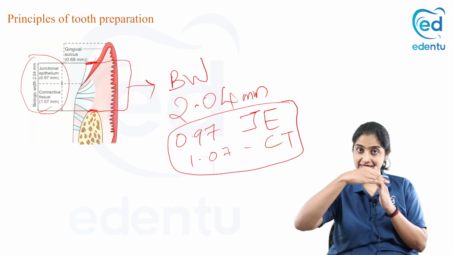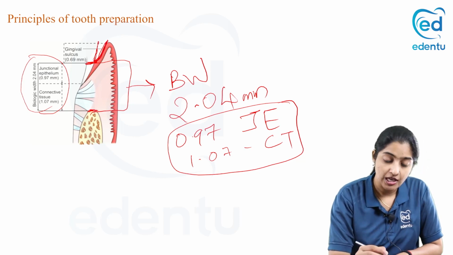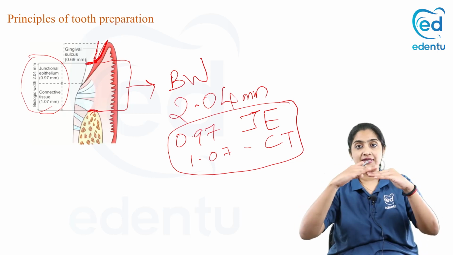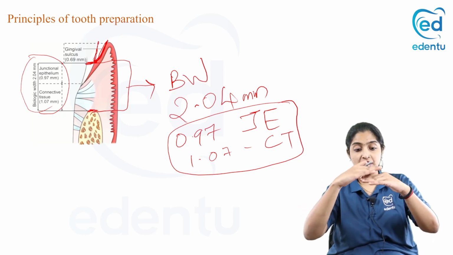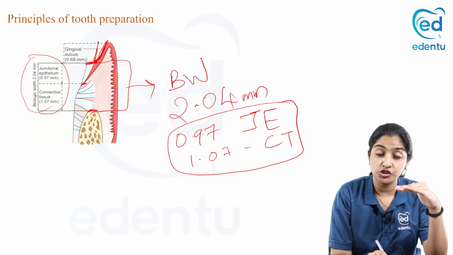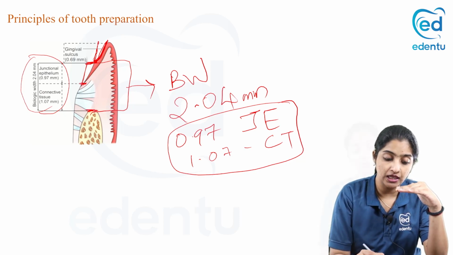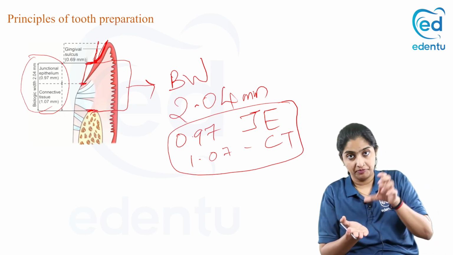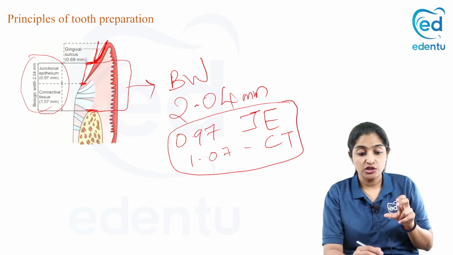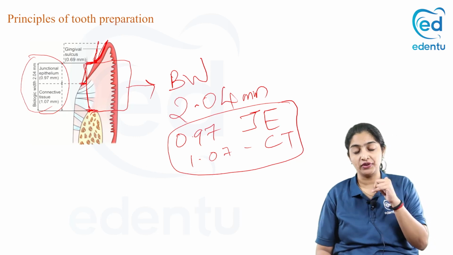So, you have the gingival sulcus. This is the tooth structure and this is the gingival sulcus. At the base of the gingival sulcus starts the junctional epithelium. Okay. Now, from there till here is the junctional epithelium. So, this distance plus the distance from this junctional epithelium till your bone level, that's the connective tissue area. So, this total area is called your biological width.